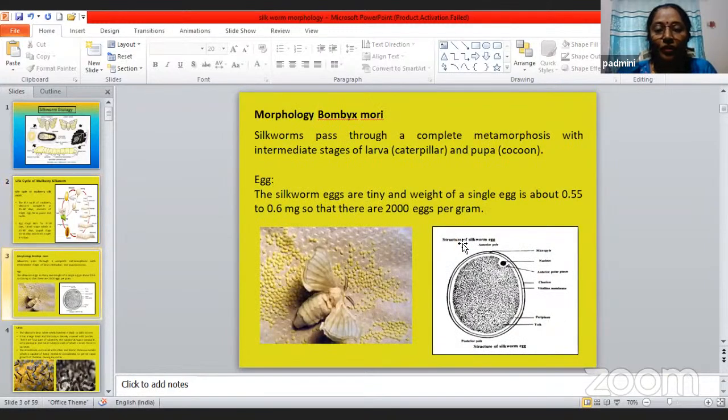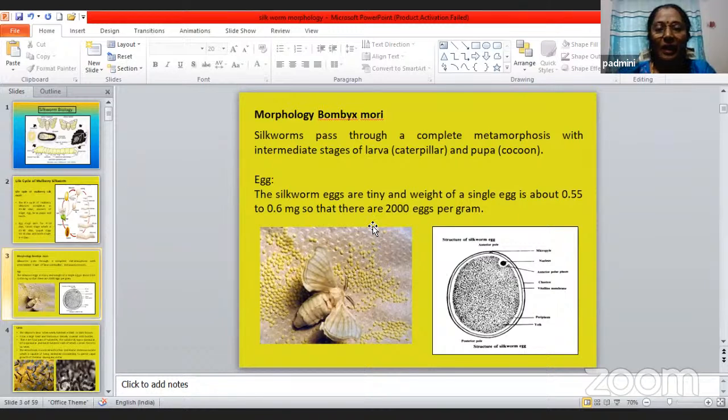So when we are talking about the morphology of the Bombyx mori, we'll have to talk a little bit about the eggs. So what are the eggs? First thing is the silkworm passes through a complete metamorphosis. So what do you mean by a complete metamorphosis? It has intermediate stages of larval form and a pupa form. So a complete metamorphosis occurs in them. And after the complete metamorphosis occurs, the adult moth emerges out from the pupa. And the moment the adult emerges from the pupa, within 3 to 4 days, they are able to copulate, fertilize their eggs, and they're going to lay their eggs.